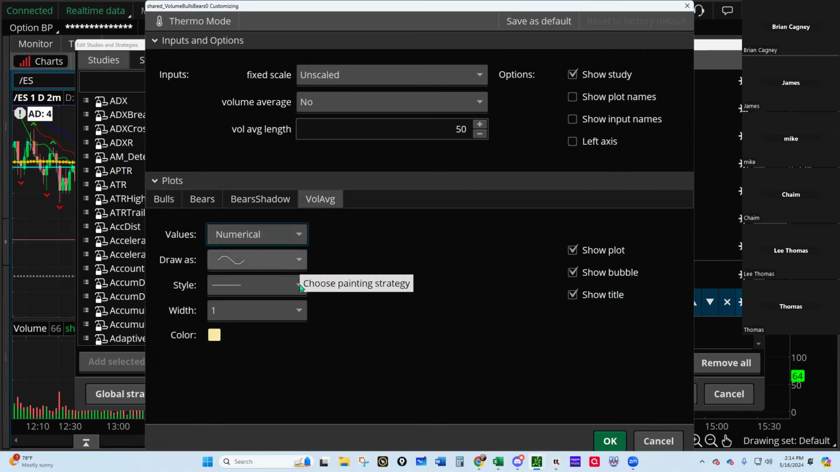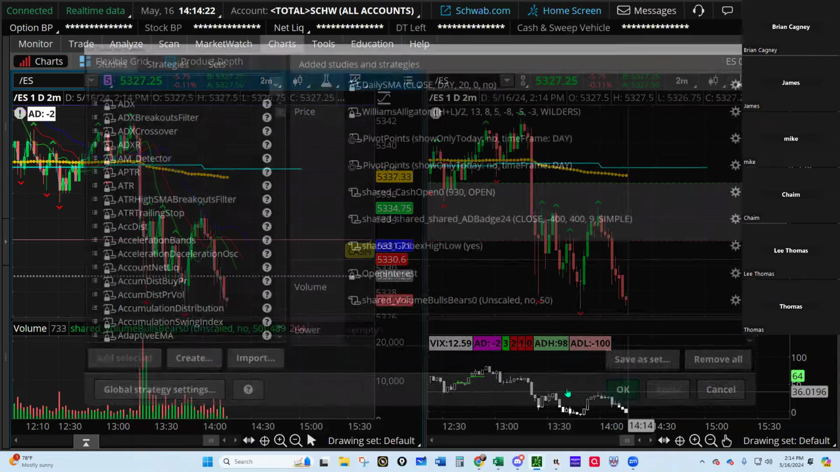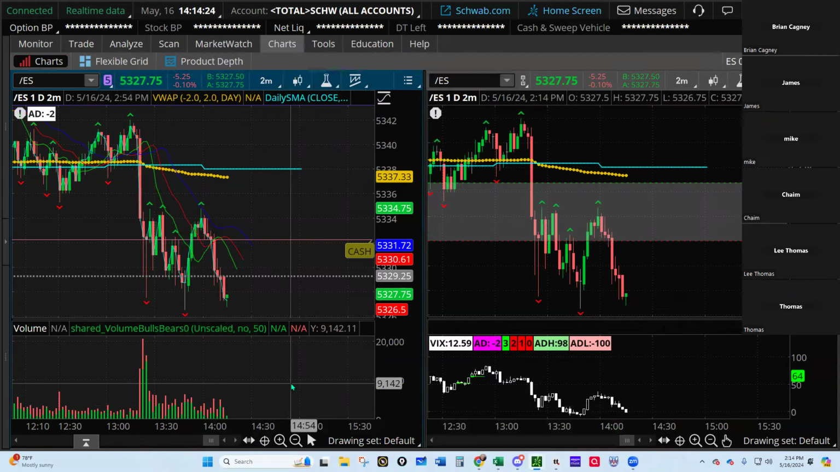Draw it as a line, style as a line, width, let me do it as 2. Show plot, show bubble, show title. I'm not sure why it's not showing the line. Show plot name, show input names. I don't know if I need to do anything there. I'll hit OK and apply and see if it does it. Yeah, my average line's there. I like seeing what the average volume is, but it's not populating.